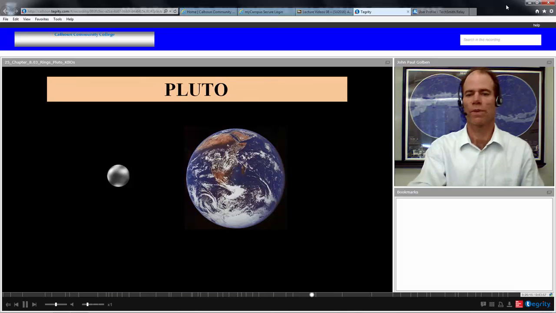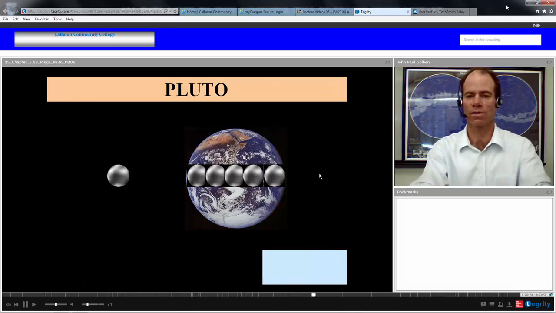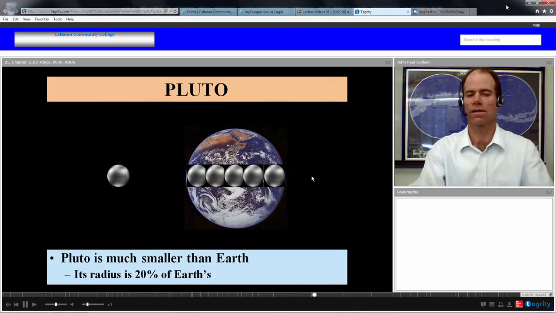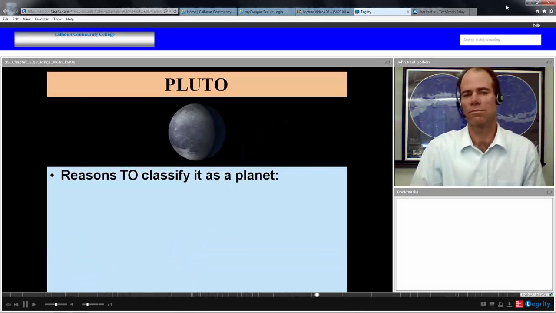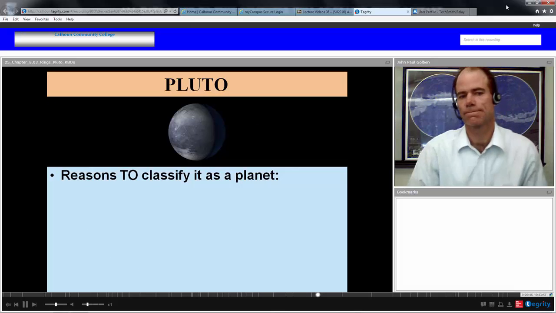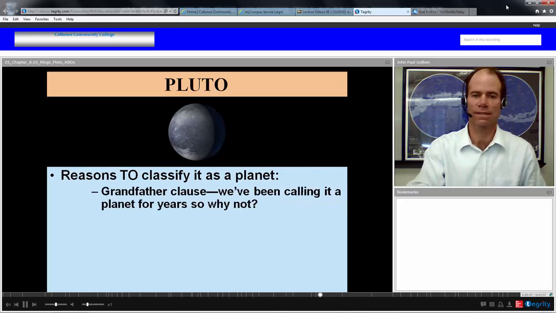If we were to compare Pluto to our world, we would see that it would take 5 Plutos to extend across the diameter of the Earth. So Pluto is much smaller than the Earth, and its radius is only 20%. Demoted as a planet in 2006. So we're going to look at the argument of why maybe it should be a planet and why maybe it shouldn't be a planet. Here are some reasons to classify it as a planet.